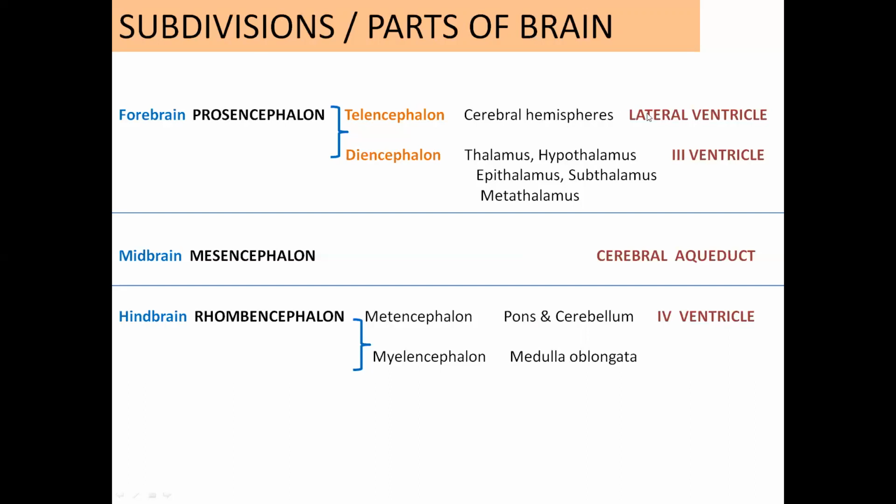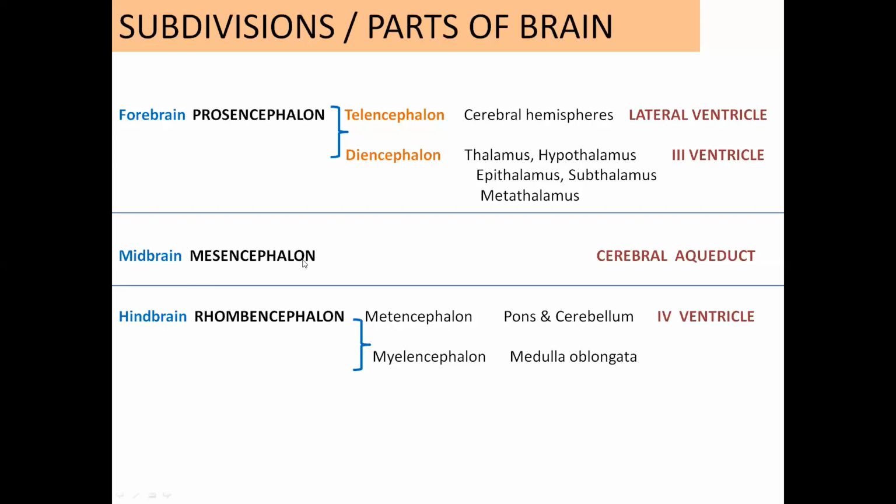Within each cerebral hemisphere, you'll see a cavity filled with CSF. They are called the lateral ventricles. So there are two lateral ventricles, one in each cerebral hemisphere. The diencephalon includes the thalamus, hypothalamus, epithalamus, subthalamus, and metathalamus. The cavity of the diencephalon is the third ventricle. So the third ventricle is actually situated in the midline between the two thalami.